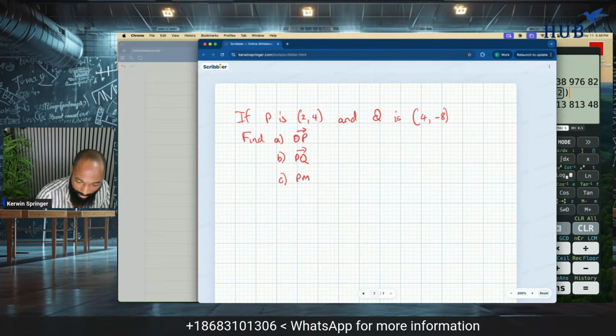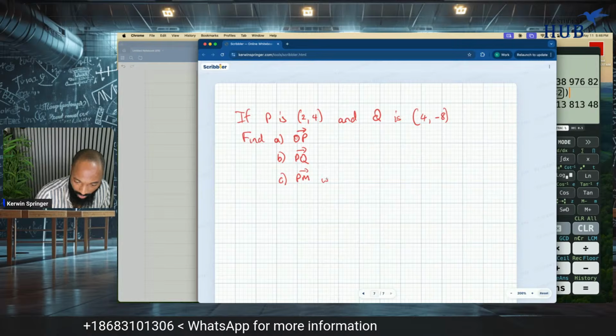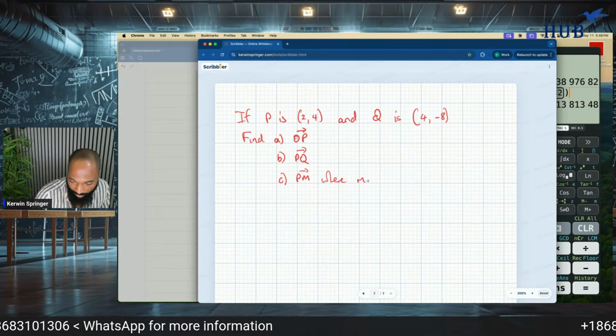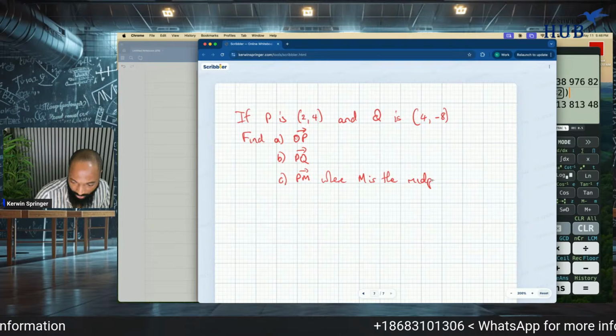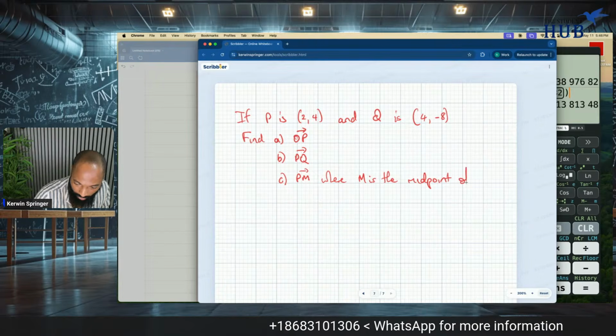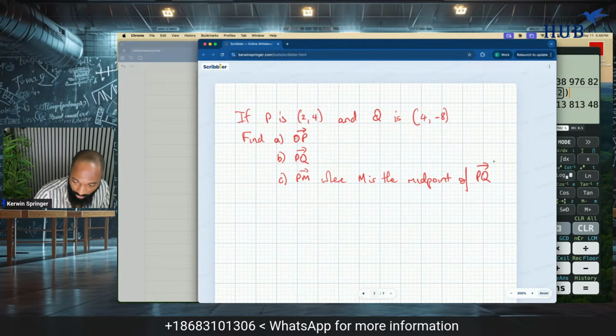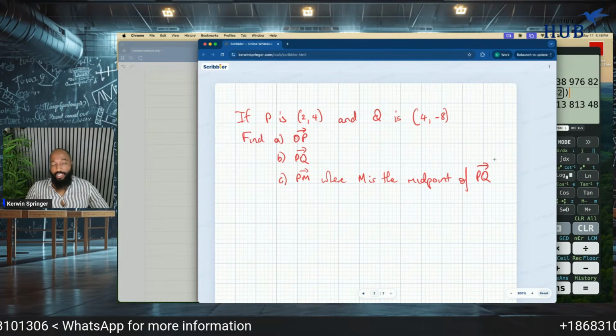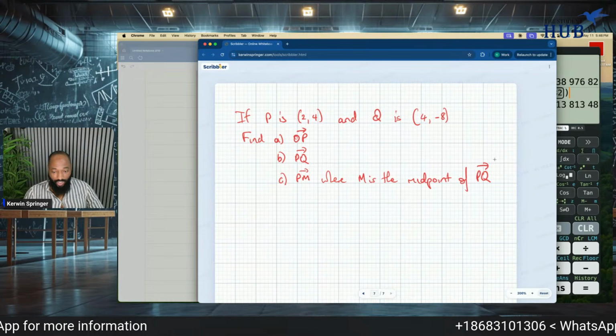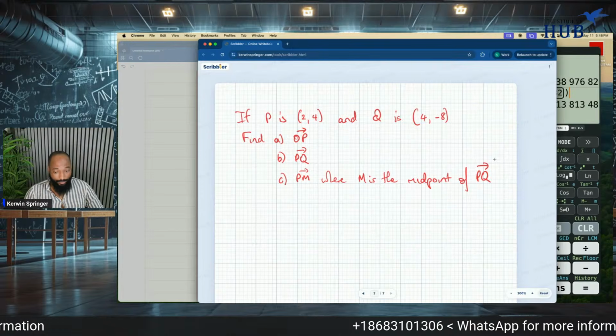Find PM, where M is the midpoint of PQ. And just remember, we are supposed to do all of coordinate geometry. We can get on to that yet. So coordinate geometry could come into play here.